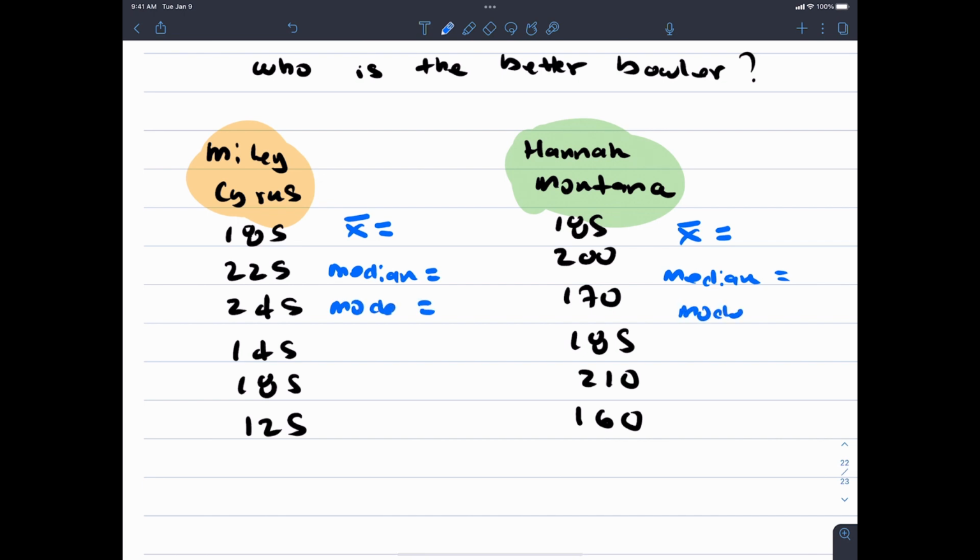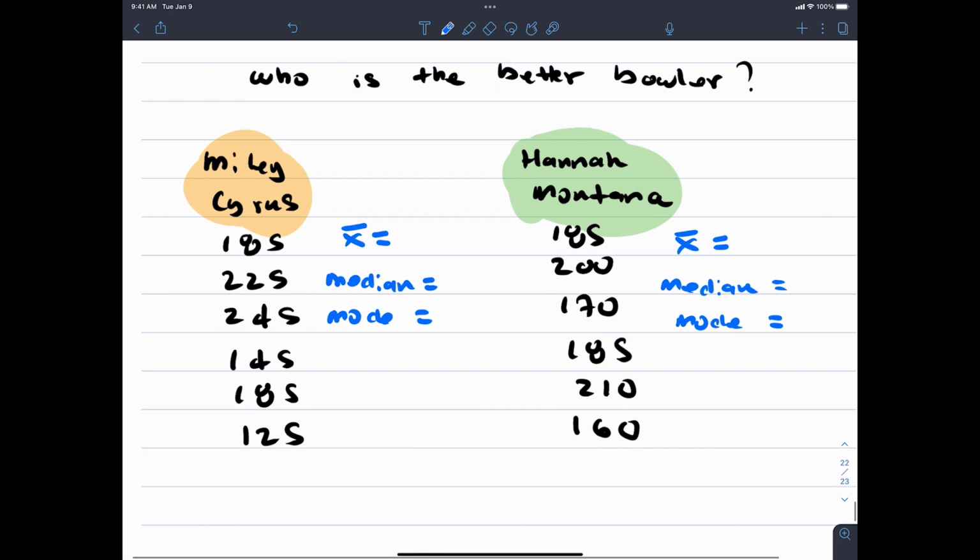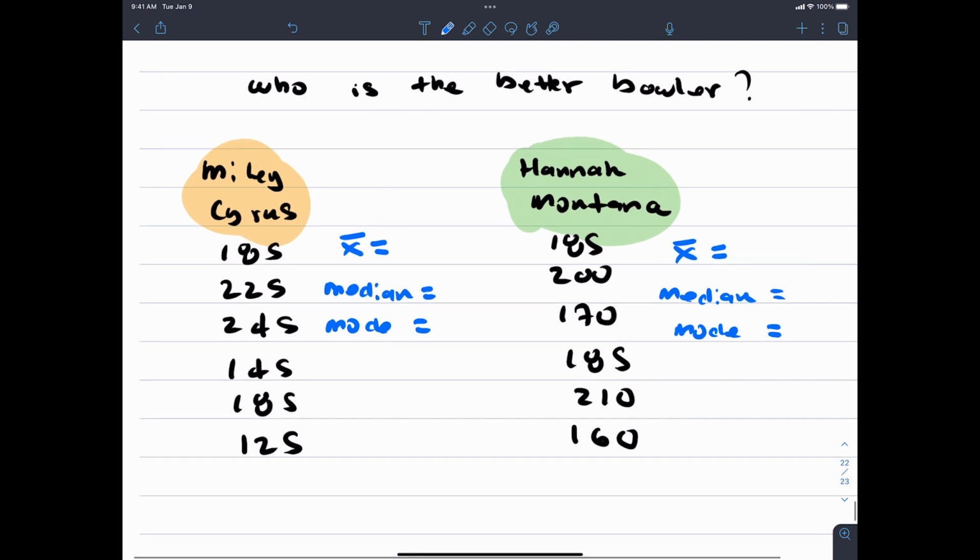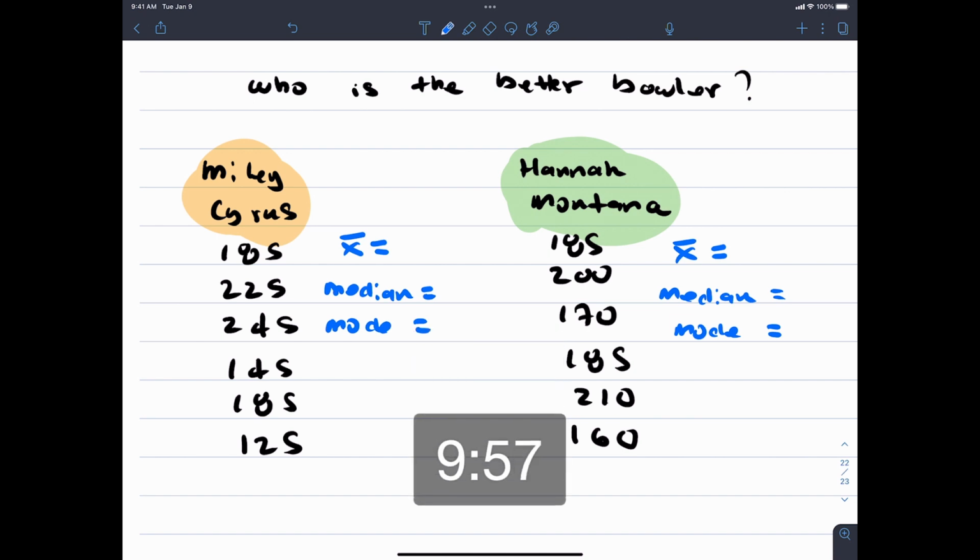All right. Okay, so I'm going to give you guys some time here to do this. Of course, we're going to go over it. I want you to find the better bowler. Use the instructions I gave you, okay? See if you guys can do that.